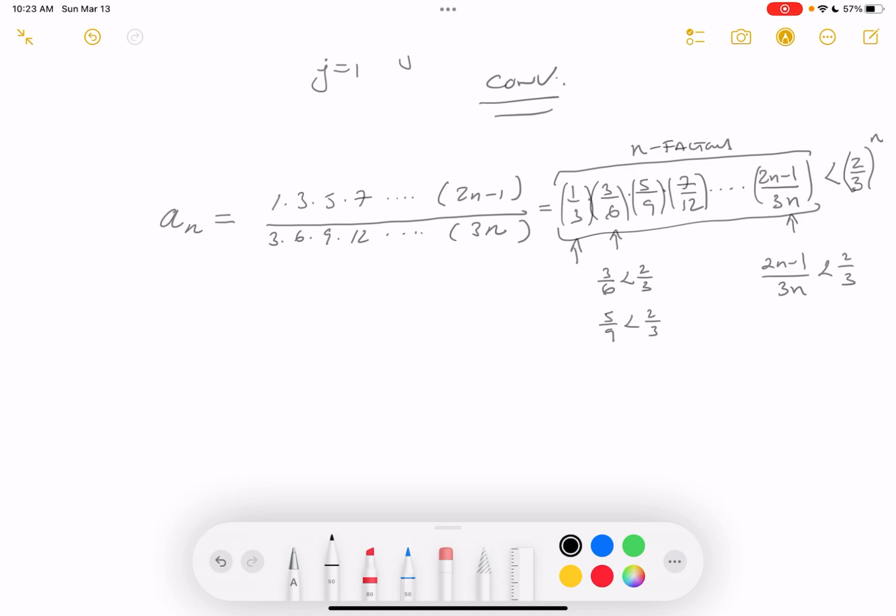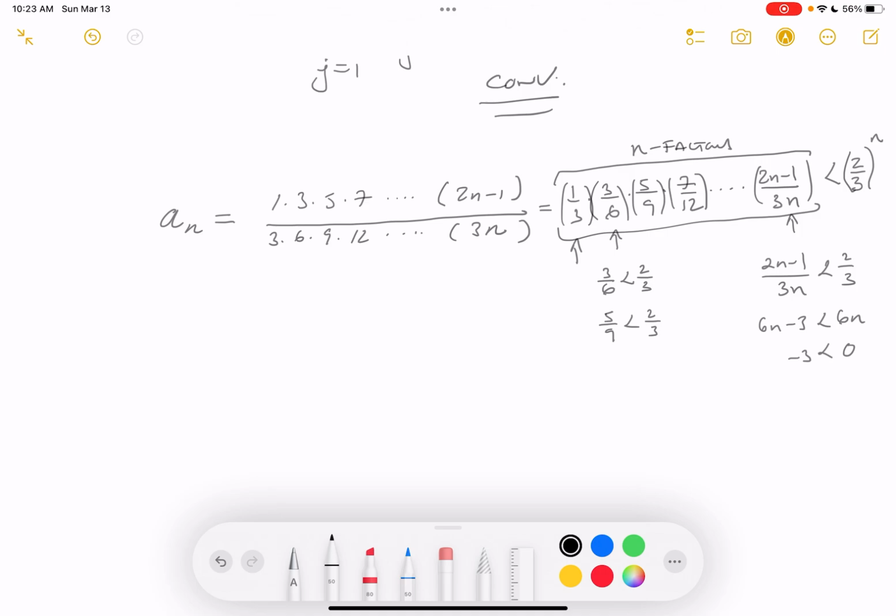Is 2/3 bigger than that? Let's just look at that. It looks pretty obvious, but let's look at it. 6n minus 3 is less than 6n, and you get 0 greater than minus 3. And n is a positive number, so it certainly makes sense. All right? So I'm convinced of that.